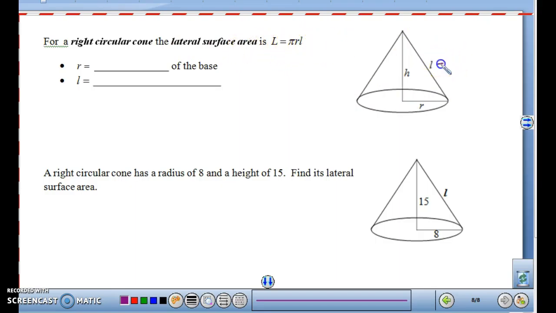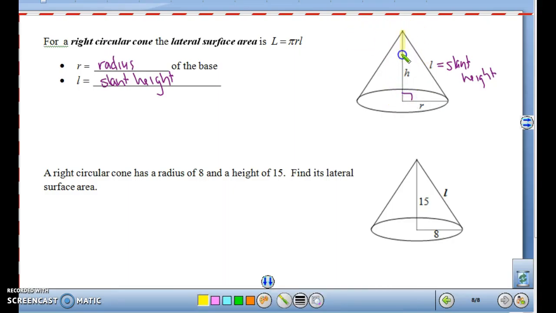Now this little l is called the slant height. R is the radius, and l is called the slant height. Okay, now how do we find slant height? To find slant height, we look at how the radius and the height meet each other. This is the height, this is the radius, they are perpendicular.